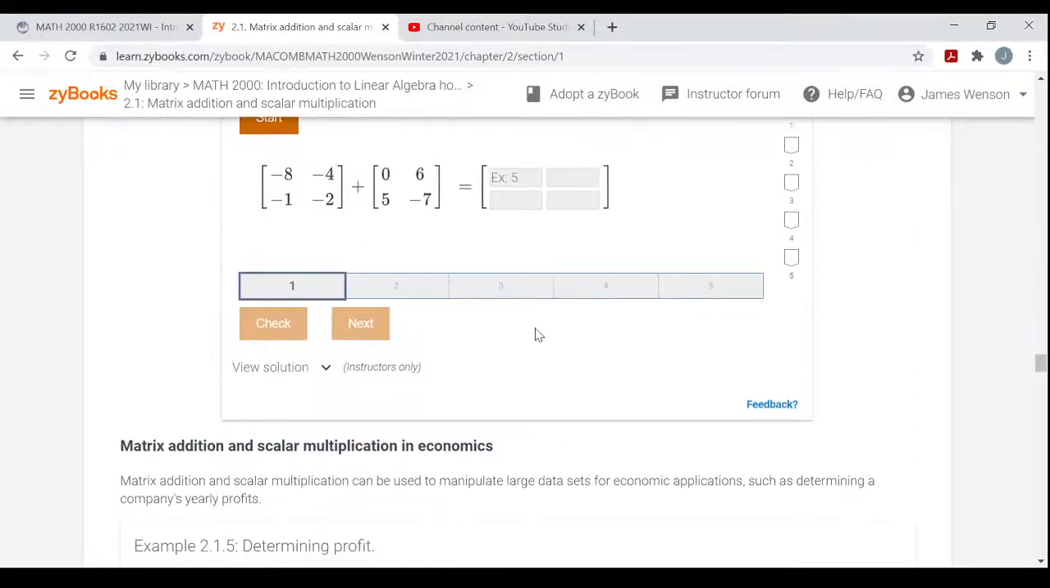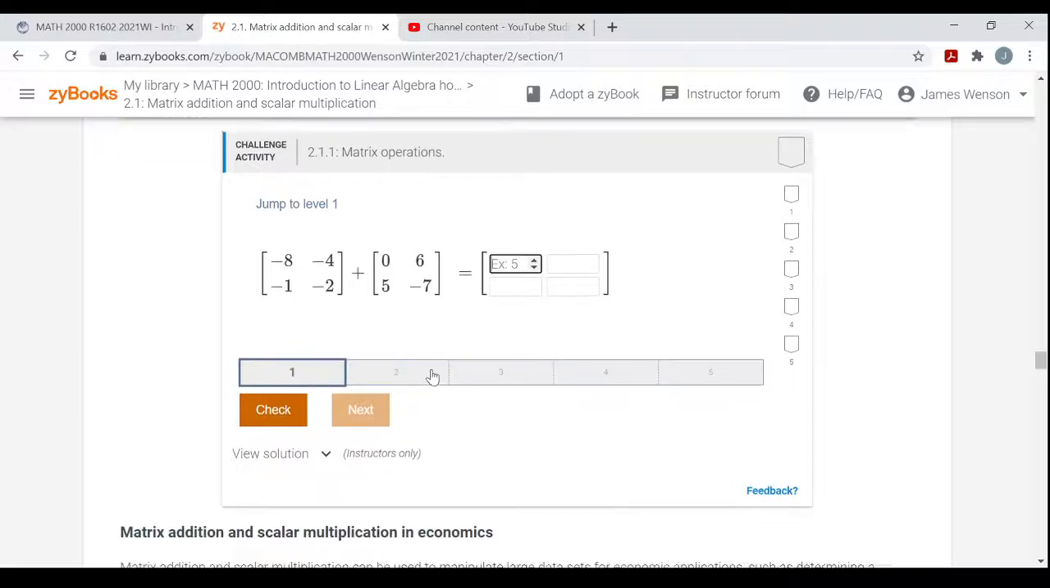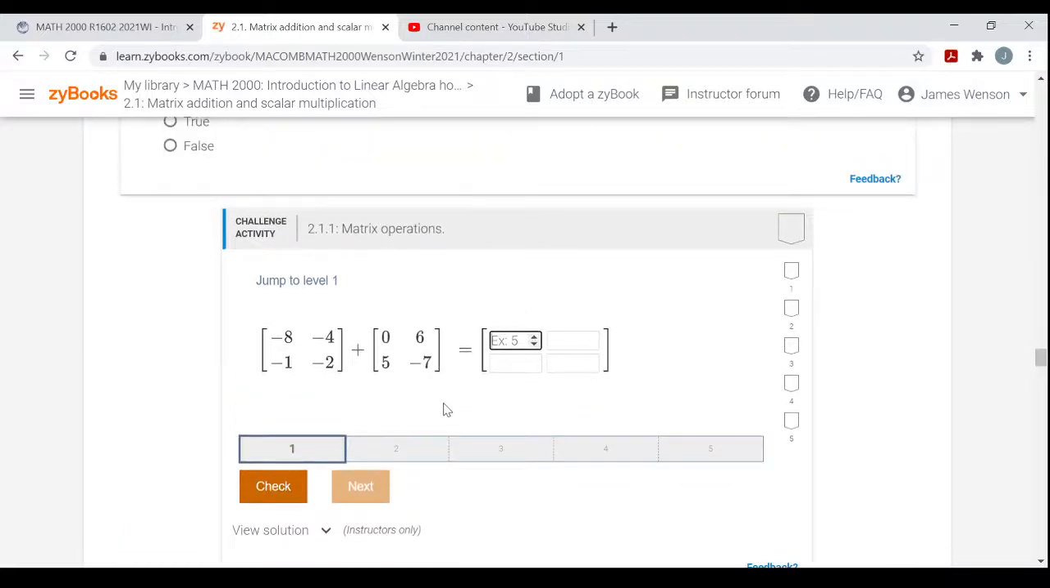And then you have a matrix operations challenge activity. So I'll just do this first one again. They'll get more complicated. There are 5 of these. The first one is just simply add these two matrices. And I know on some of them it might say if it's undefined, it'll have you click a box or type undefined. But these are both 2 by 2s.